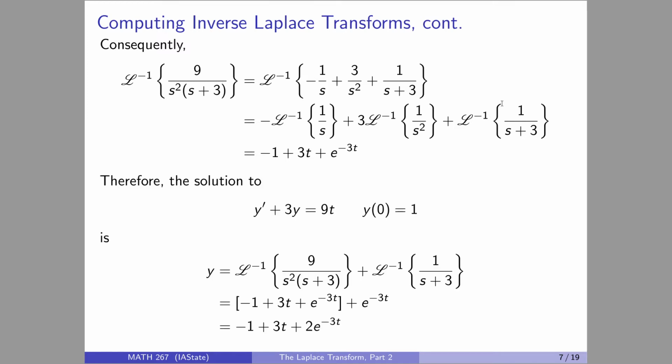So I've got the solution using Laplace transforms. We converted this initial value problem into an inverse Laplace problem: find me the function whose Laplace transform is 9 over s squared times s plus 3 plus 1 over s plus 3. We then applied the inverse Laplace transform, did some partial fractions, did the work, cleaned it up here, and that's it. There we go. And you can verify that this is the solution.